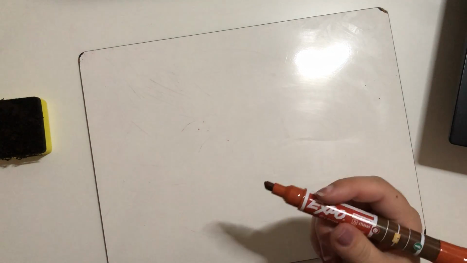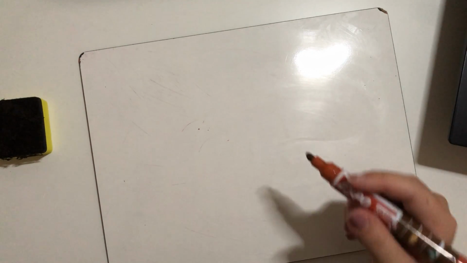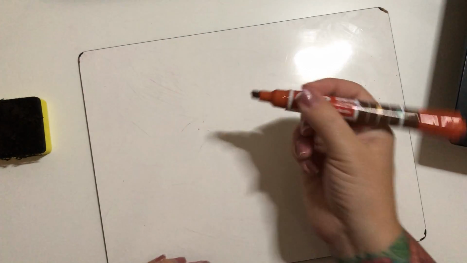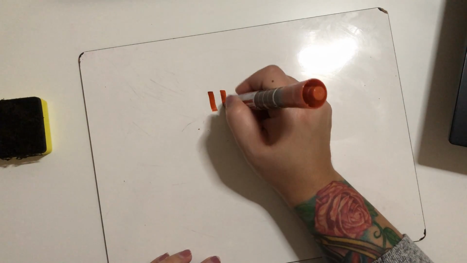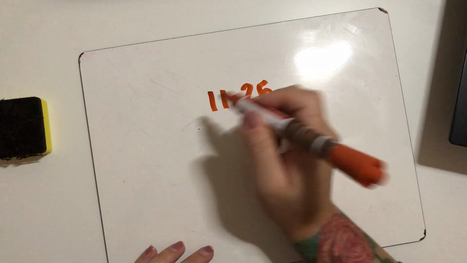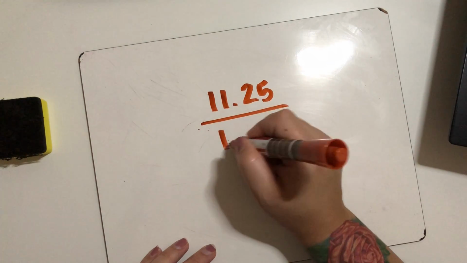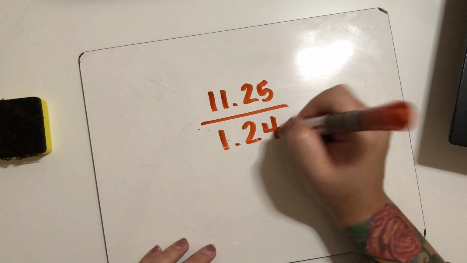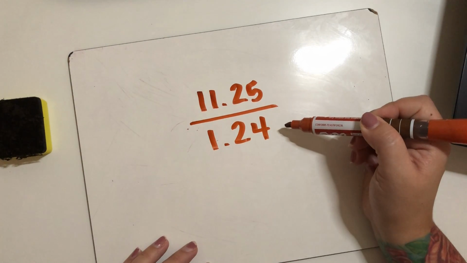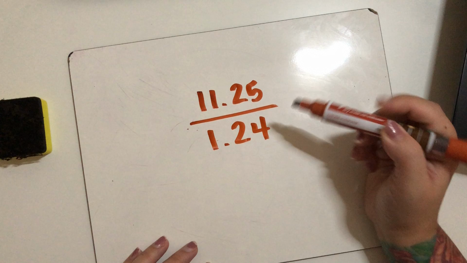So if 1.24 pounds of cheese costs $11.75, I want to know how much 1 pound of cheese is going to cost. So I'm going to take that $11.25 that it is for 1.24 pounds and I'm going to divide it, okay? So I'm going to take that total price and divide it by the amount of pounds that it was, okay?